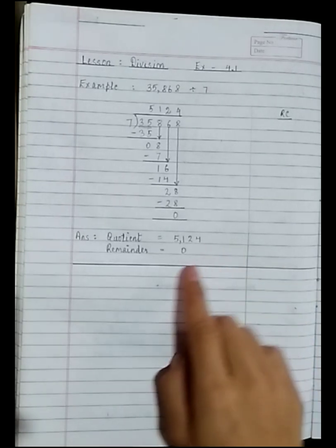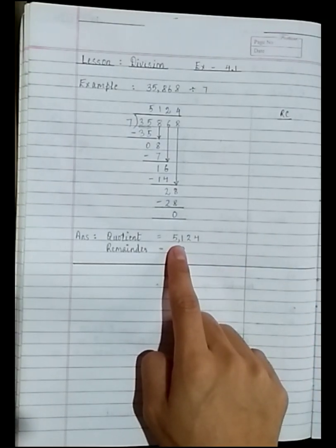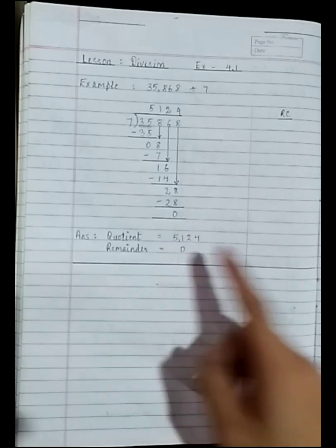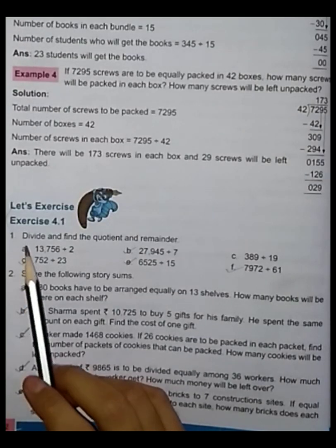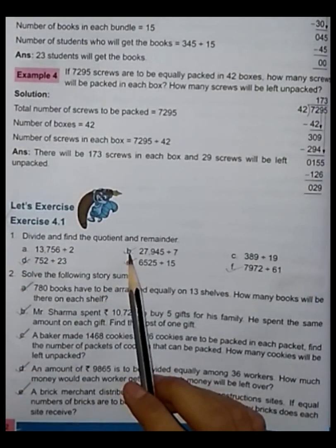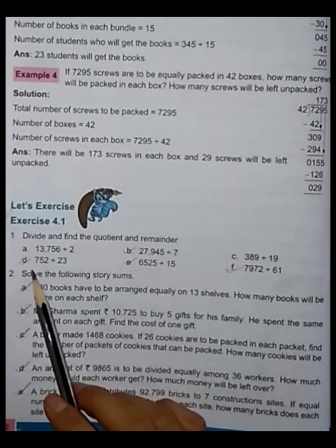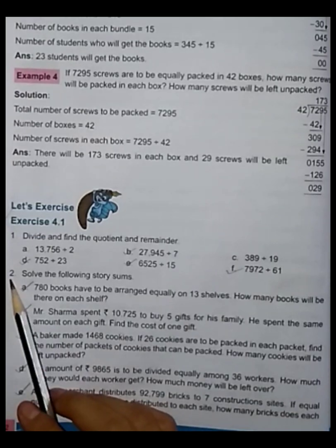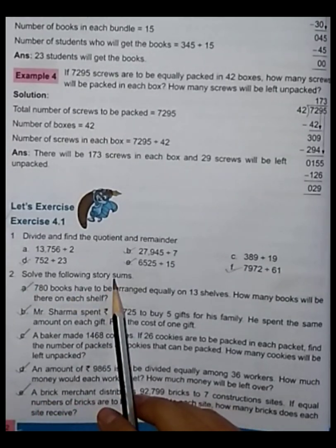You don't need to copy this example in your exercise notebook. Now I'm going to show you an example of how to divide a 3-digit number by a 2-digit number. Exercise 4.1, question number 1, sub number D. Your assignment from question number 1 will be sub number B, D, E, and F. Question number 2, solve the following story sums.